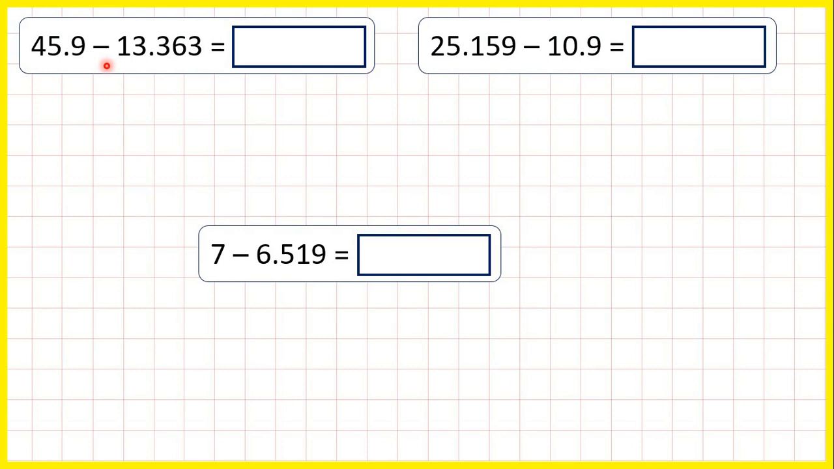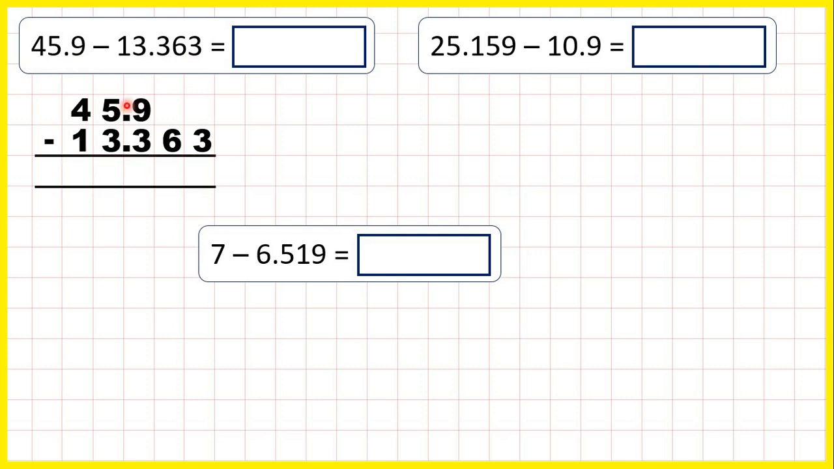Now we need to subtract numbers with a different number of decimal places. So first we have 45.9 minus 13.363. We can use column subtraction for this, but it's really important that we remember that when we're subtracting decimals, it's the decimal points that need to be lined up.